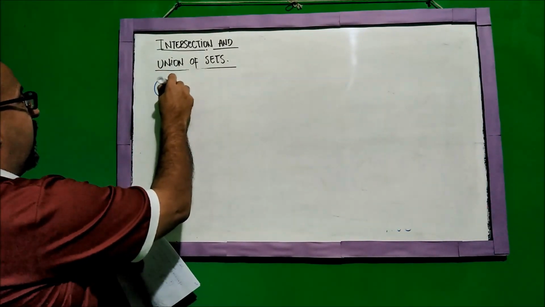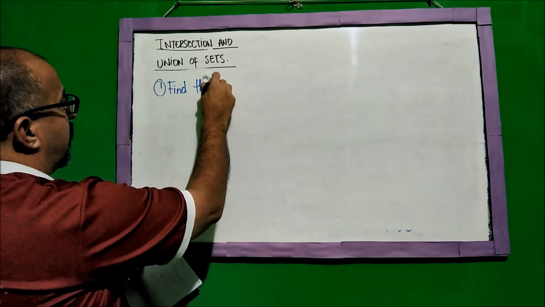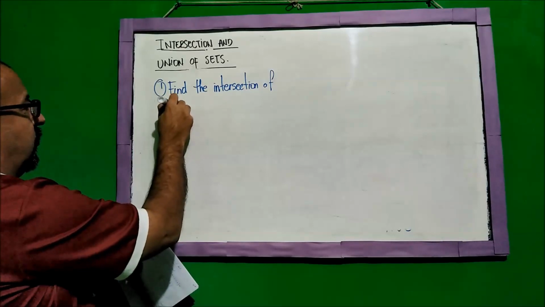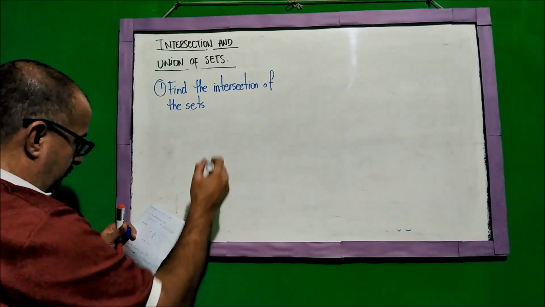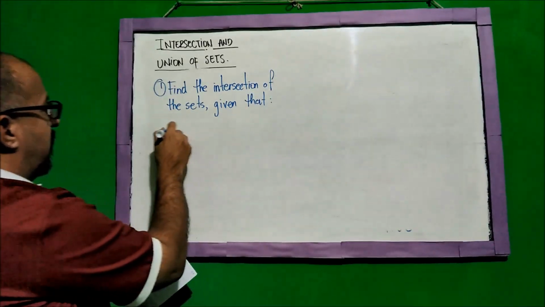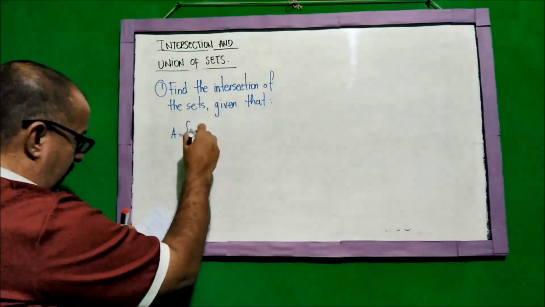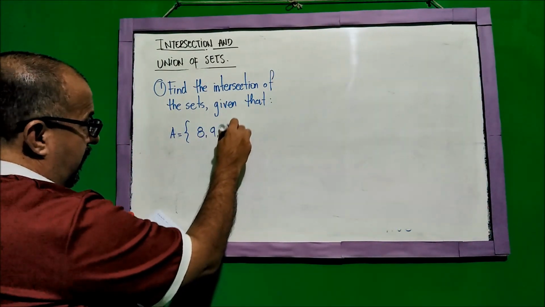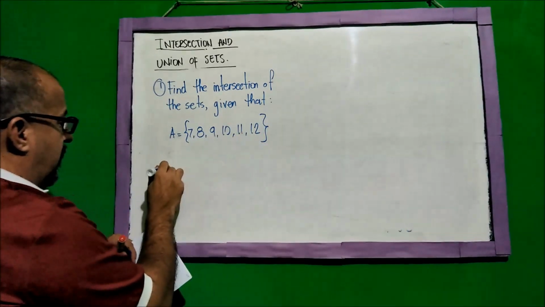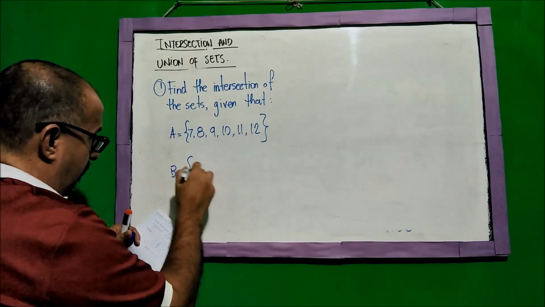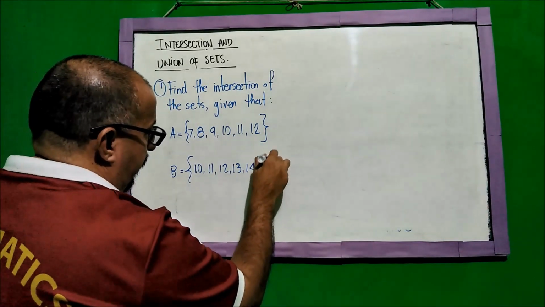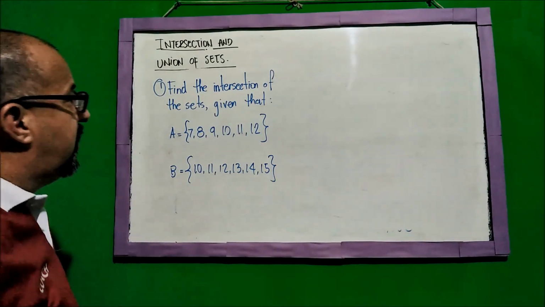Example number 1 says find the intersection of the sets given that set A is equal to 8, 9, 10, 11, 12, and also number 7. And set B will be equal to 10, 11, 12, 13, 14, and 15. Okay? So we will proceed to find out what is the intersection of them.